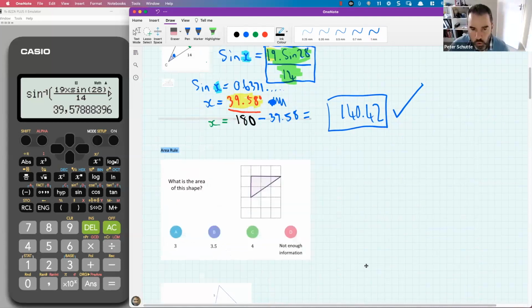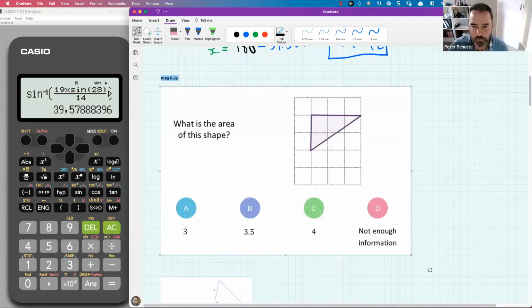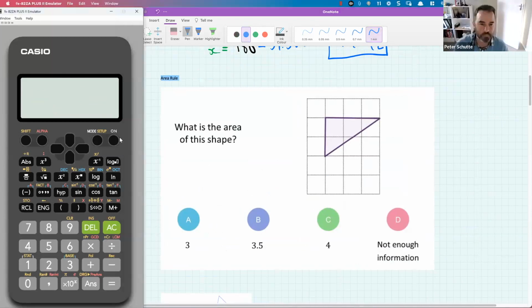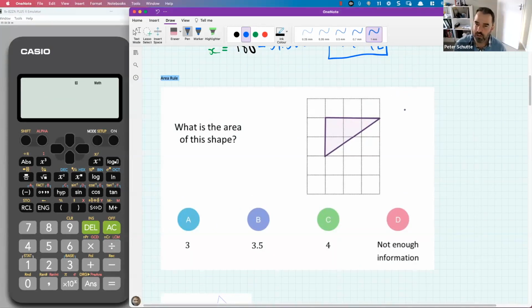So question number one for today, in terms of the area rule, I want you to find me the area of this triangle over here. And you have to choose either option A, B, C, or D. Go ahead and give it your best shot. And if you're unsure about how to find the area of a triangle, maybe somebody can help us by putting something in the chat. What do we do to find the area of a triangle normally?